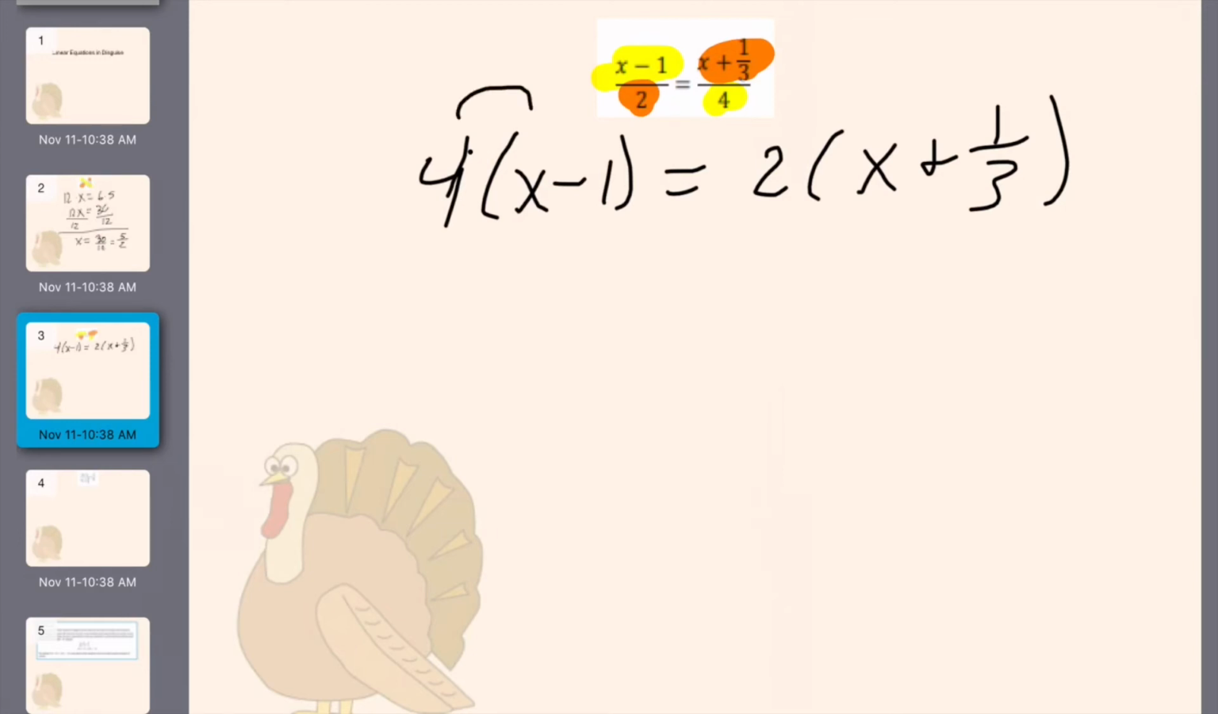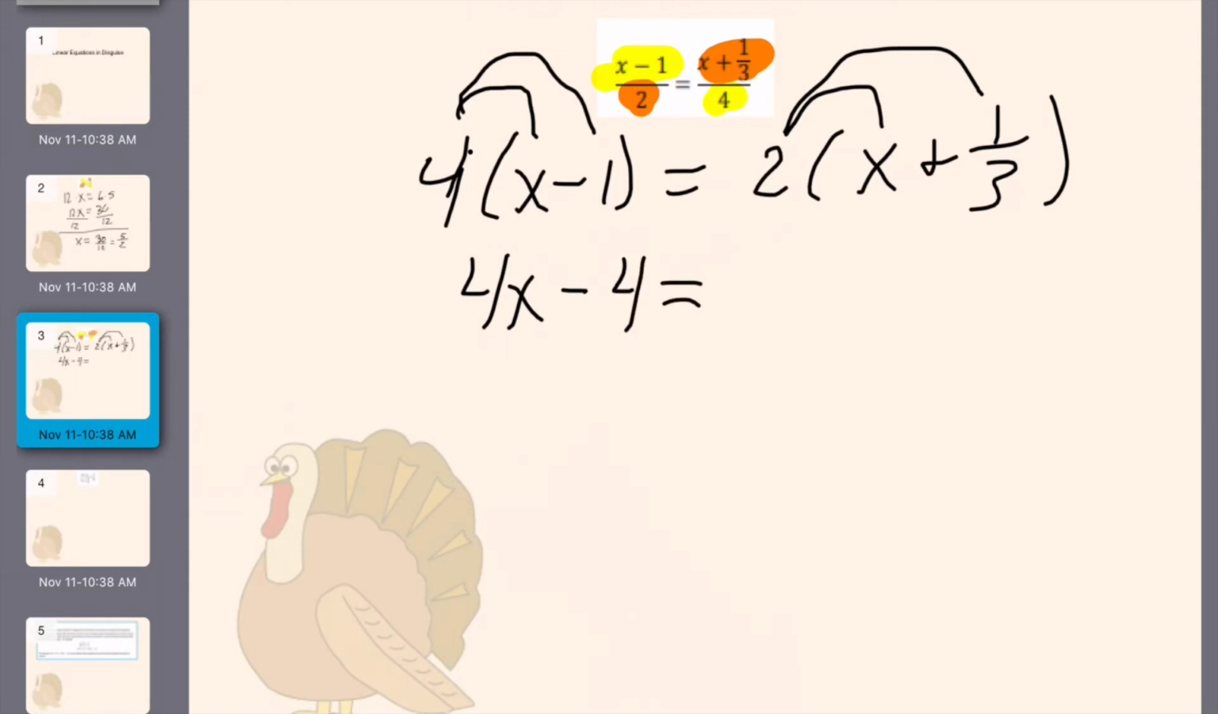All right. So now I need to do the distributive property, which means I need to take the number on the outside of my parentheses and multiply it by everything that is inside of the parentheses. Can't forget to multiply everything. So I do 4 times x, which is 4x, and 4 times -1 is the same thing as -4. 2 times x is 2x, and 2 times 1/3 is the same thing as 2/3.